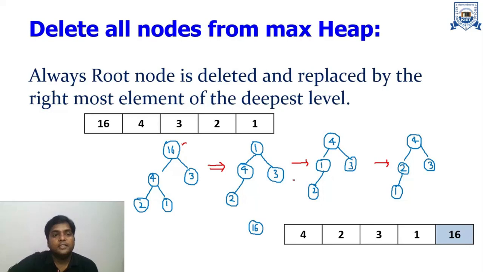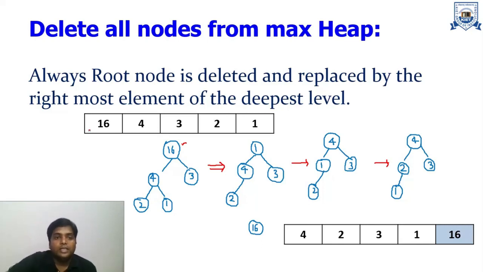So the first step of heap sort is complete, that is, create a max heap. Next, we delete each node of the max heap one by one. When we find the max heap, the array representation is like this. Now we will delete nodes one by one.